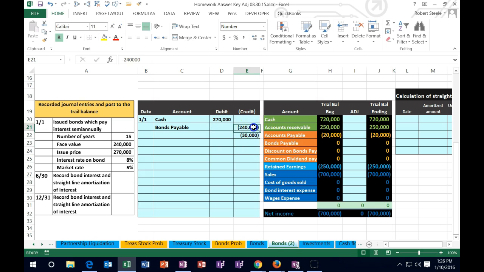Now, we can see that the 2 credits add up to 270. The debits add up to 270. If I highlight all of these cells, then it adds up to 0. We are now in balance. So now the only question is, what are we going to put that account to?